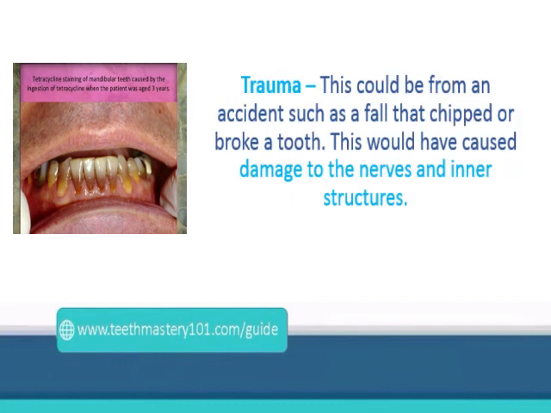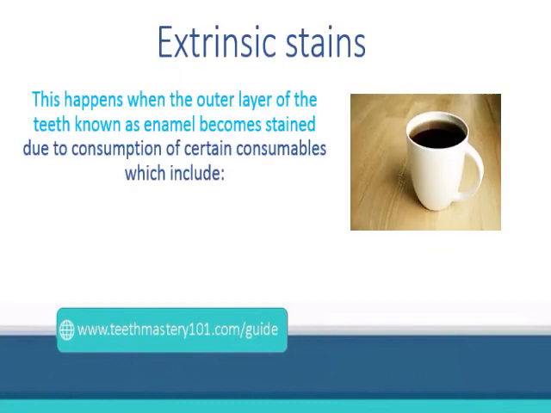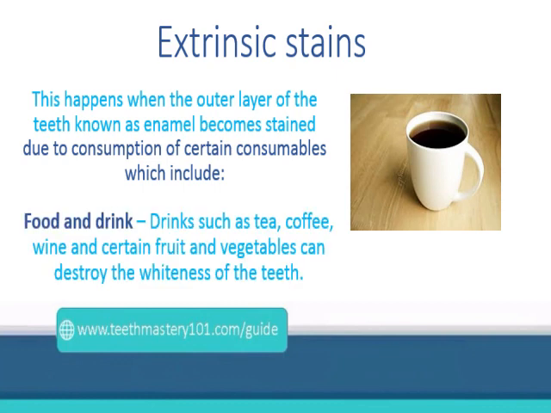Trauma. This could be from an accident such as a fall that has chipped or broke a tooth. This would have caused damage to the nerves and the inner structures. Extrinsic stains. This happens when the outer layer of the teeth, known as the enamel, becomes stained due to consumption of certain consumables, which include food and drink. Drinks such as tea, coffee, wine, and certain fruit and vegetables can destroy the whiteness of the teeth.